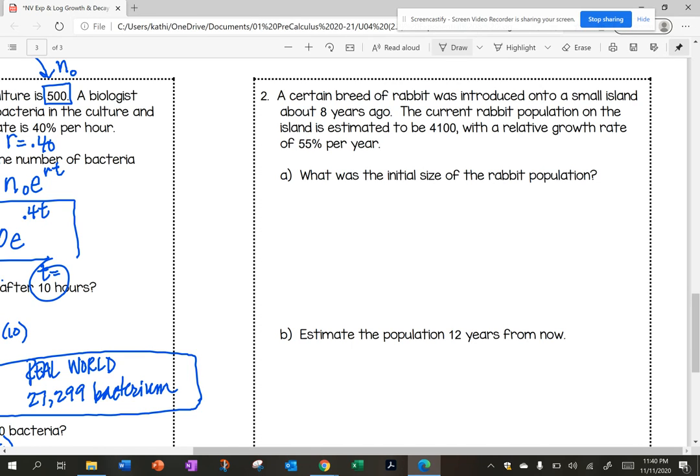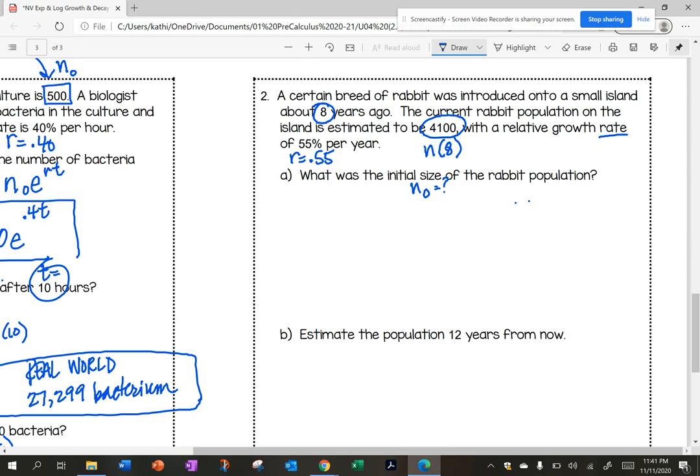All right, so I'm going to start out with that this is talking about 8 years ago. And this 4,100 is n of 8. So I'm trying to find the initial size. What's the initial size? So that's n sub 0 is what I'm trying to find. The 4,100 is 8 years later, so that's n at time t equals 8. And my rate is 55%, so as a decimal that is 0.55.